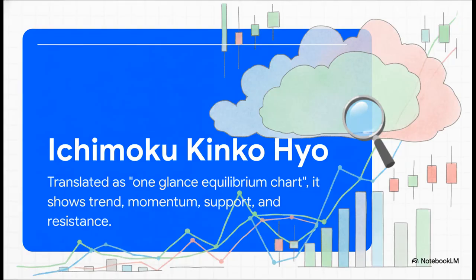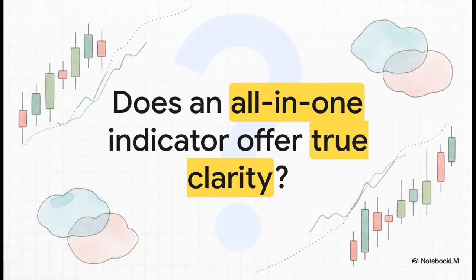And that brings us right back to the beginning. When you break it down, you can really see how the Ichimoku Cloud earns its name. It shows you trend, momentum, support, and resistance, all in one glance, helping you quickly see where the market is or isn't in balance. So the final question really is for you. Once you get past that initial, whoa, what is that moment, does an all-in-one indicator like this actually provide true clarity? Or does trying to combine so many things into one view just end up creating more noise? That's something every trader really has to decide for themselves.